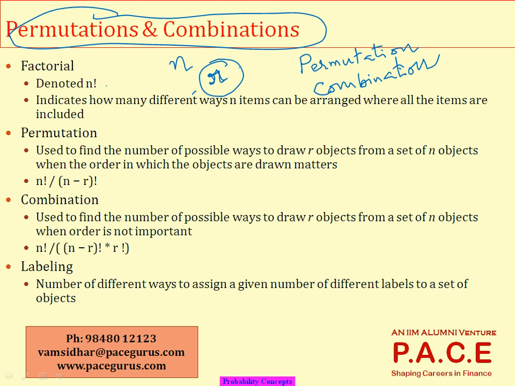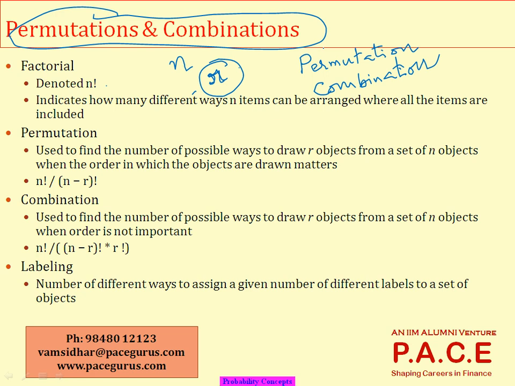From a definition standpoint, if I have to pick up r items from a set of n items, and the order in which they are picked is very important, for example if I have to rank 3 people out of 20 people, it's not just picking up 3 people, but I have to give them the rank. The order in which they are picked is very important there. Then I call that a permutation.